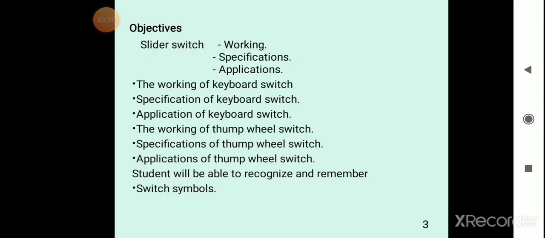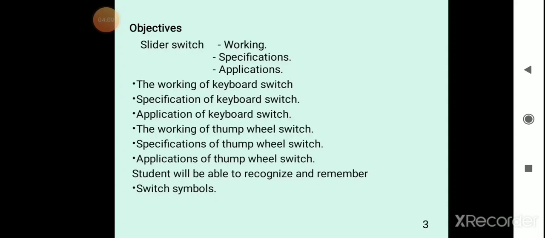Are you understanding what I am going to explain? We are going to discuss the definition of the switch and all types of switches. We try to know the working principle of the switch, the specification of the switch, and the application of the switch, where we are using those switches.